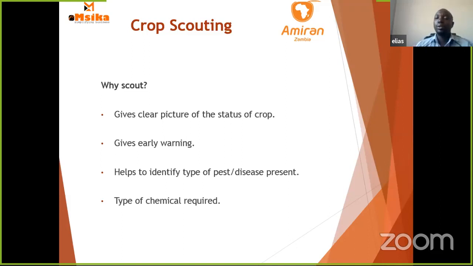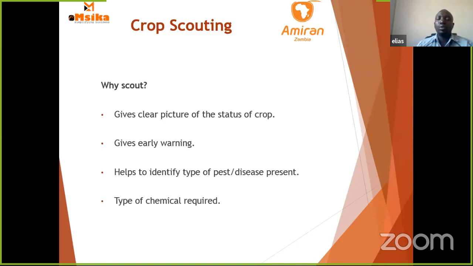Then we also check on the nutrition levels of the crop. We need to see to it that the crop is getting the right nutrition, and hence it will end up giving us the right production. So scouting is very important. And why scouting? It will give you a clear picture of the status of the crop each and every day.